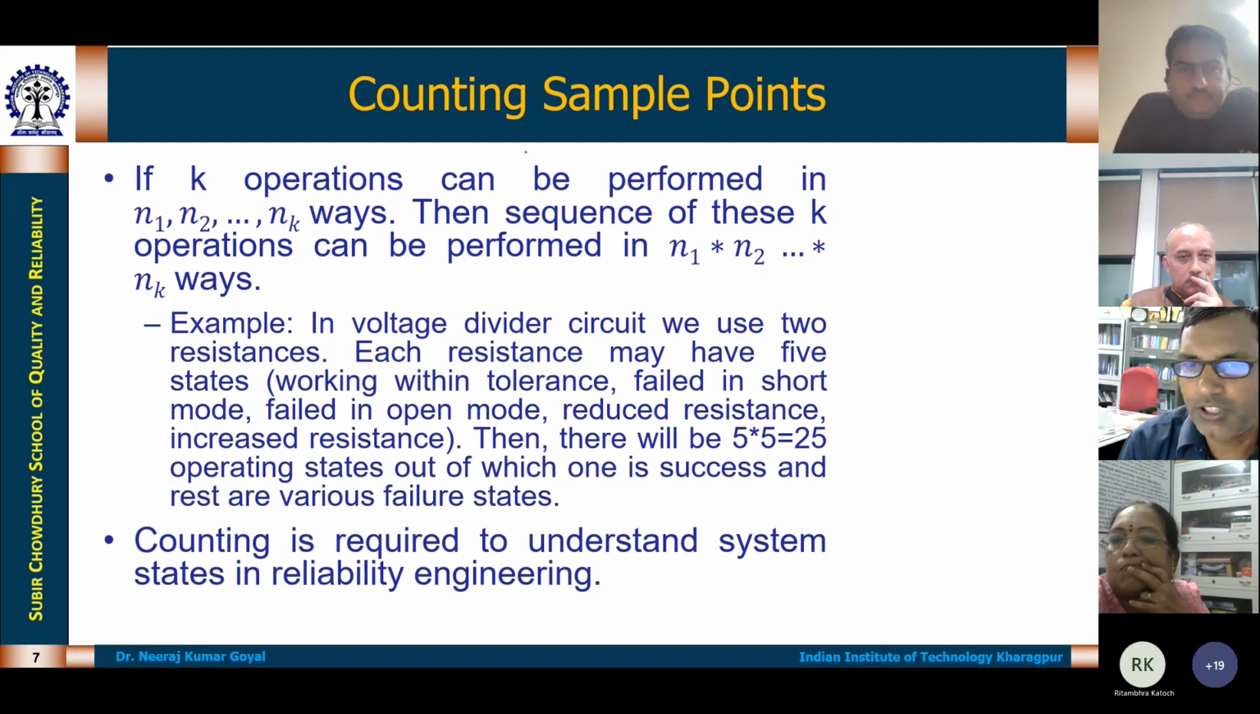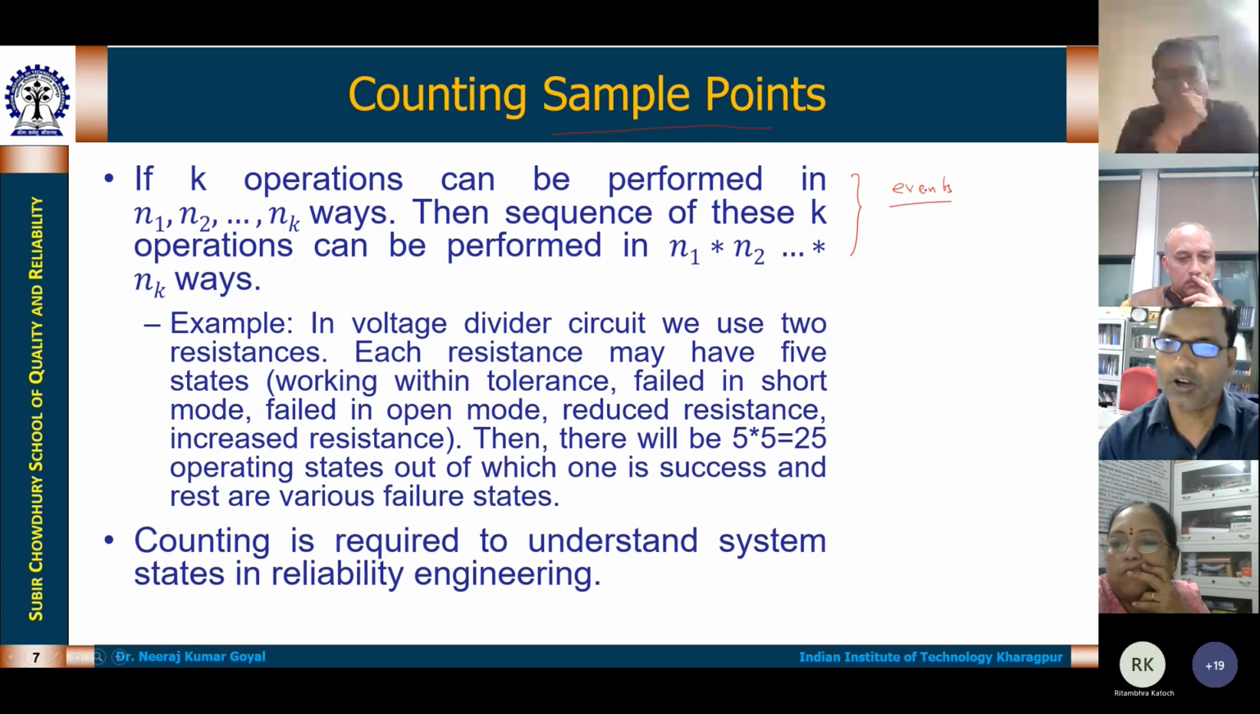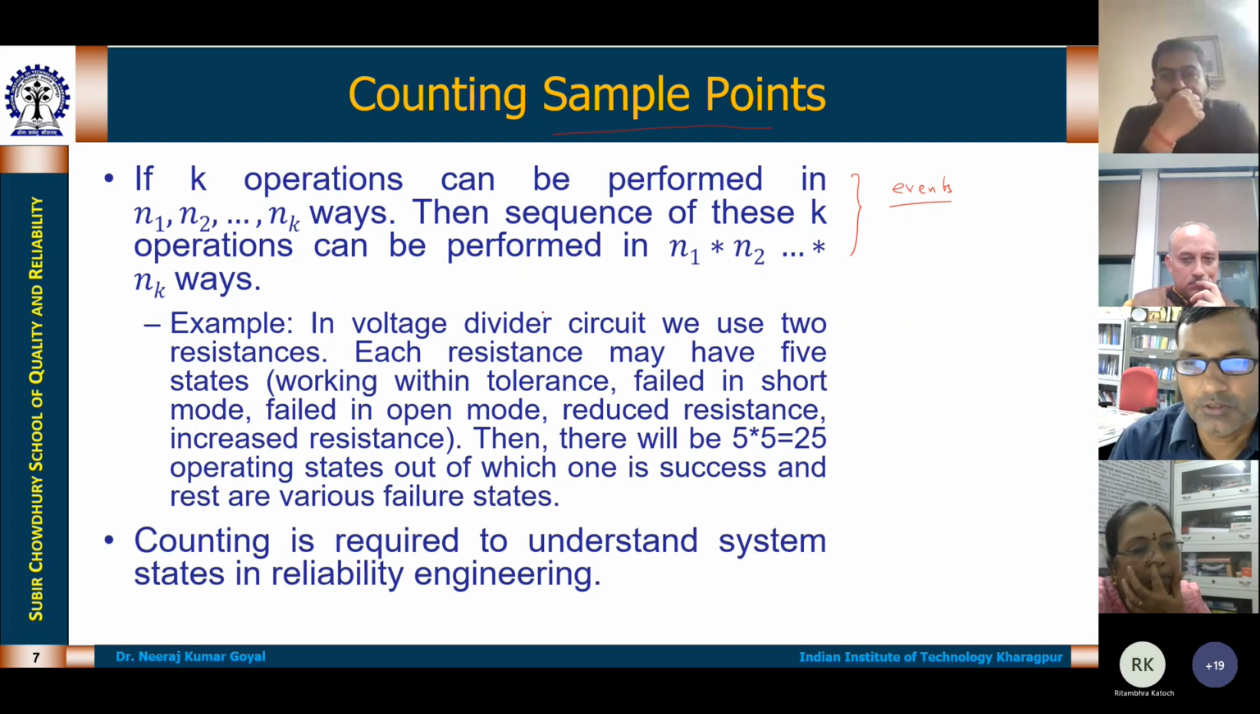Then comes counting sample points. Why is counting required? We are talking about events. Whenever we are saying failure event or success events, many times we need to find how many such cases are possible. So we need to count the sample points which are covered in an event. For that purpose, we use permutation and combination.